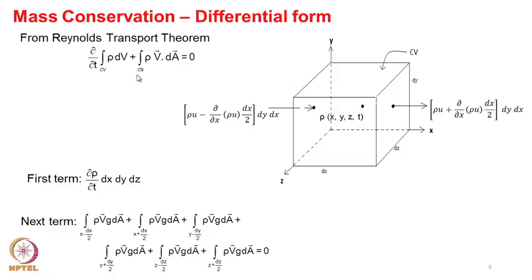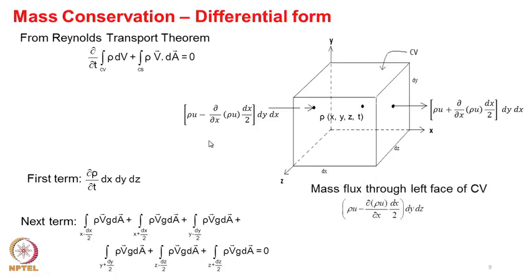So, this term is accounting for the mass flux through the control surface, and you find out the term for each of these faces. So, x minus dx by 2 will be the left face, and x plus dx by 2 will be the right face. Similarly, y minus dy by 2 will be the bottom face, and y plus dy by 2 will be the top face. Similarly, the front and back. So, there are 6 terms for this cuboidal element that you have considered.